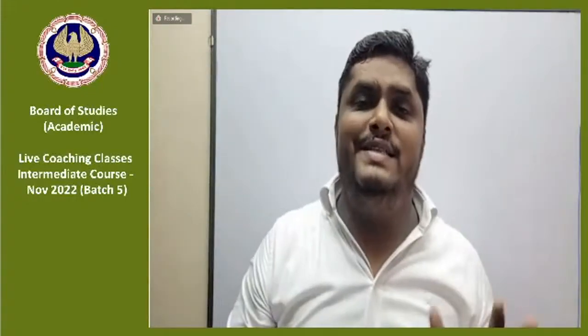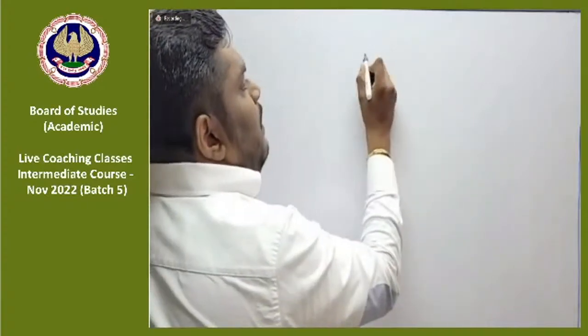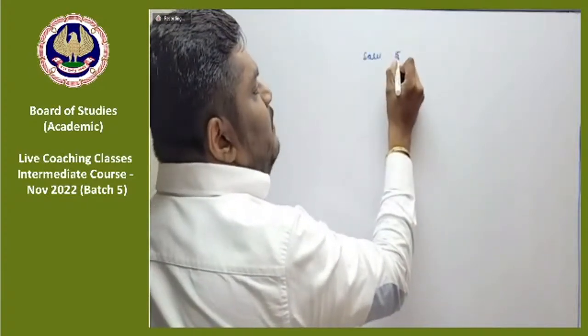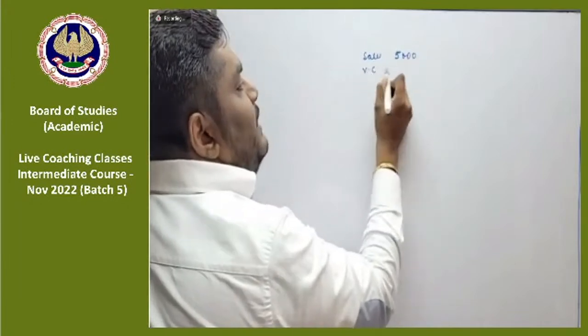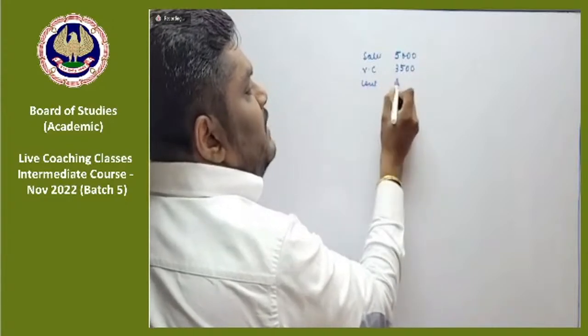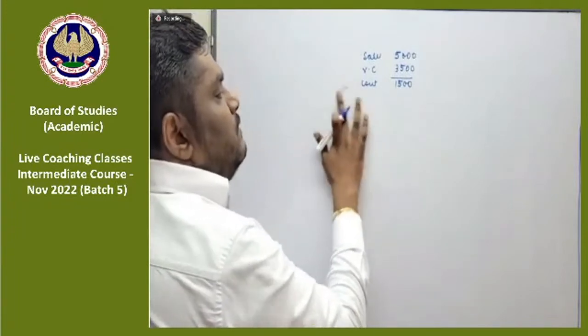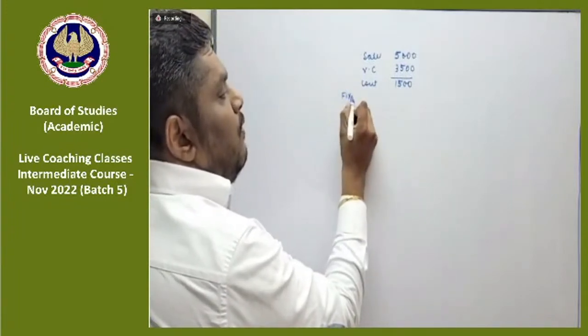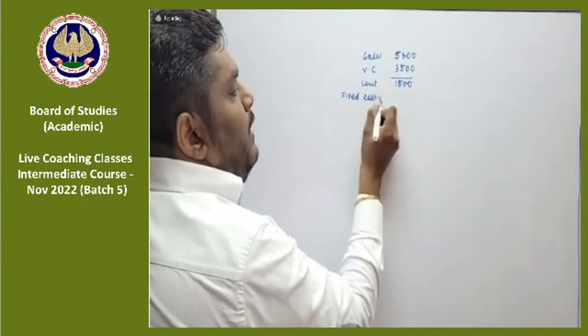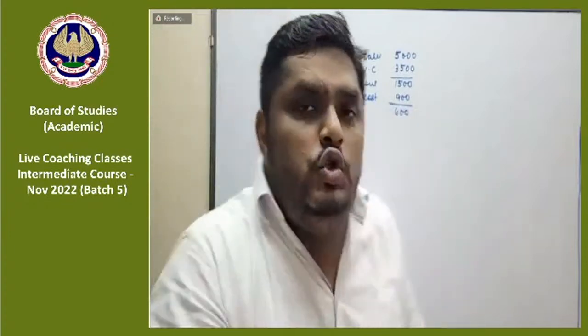Now guys, as I said, actual sales minus break-even sales is margin of safety sales. Let's say my sales is 5,000. My variable cost is 3,500. My contribution is how much? 1,500. Let's say my fixed cost is 900. So how much will be my profit? 600. So to recover fixed cost, we make break-even sales.